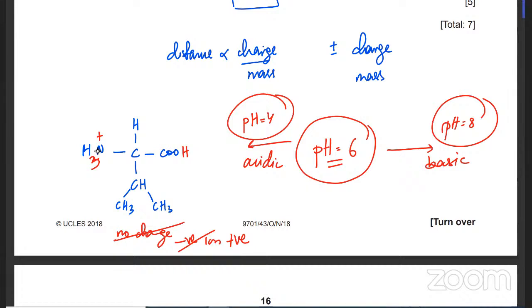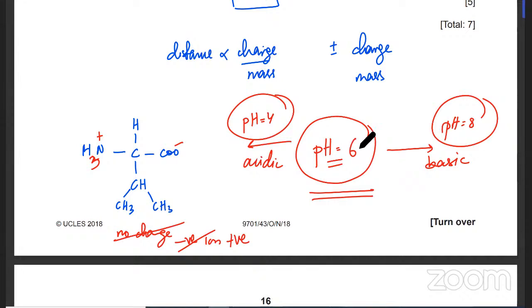So all you need to know is that at the isoelectric point, the carboxylic acid would behave as an acid and the base would also behave as a base. It will lose H+ and that will gain H+. This will form a negative ion and that will form a positive ion. That means it's a zwitterion. That means it has no overall charge. So overall, it's neutral at the isoelectric point.